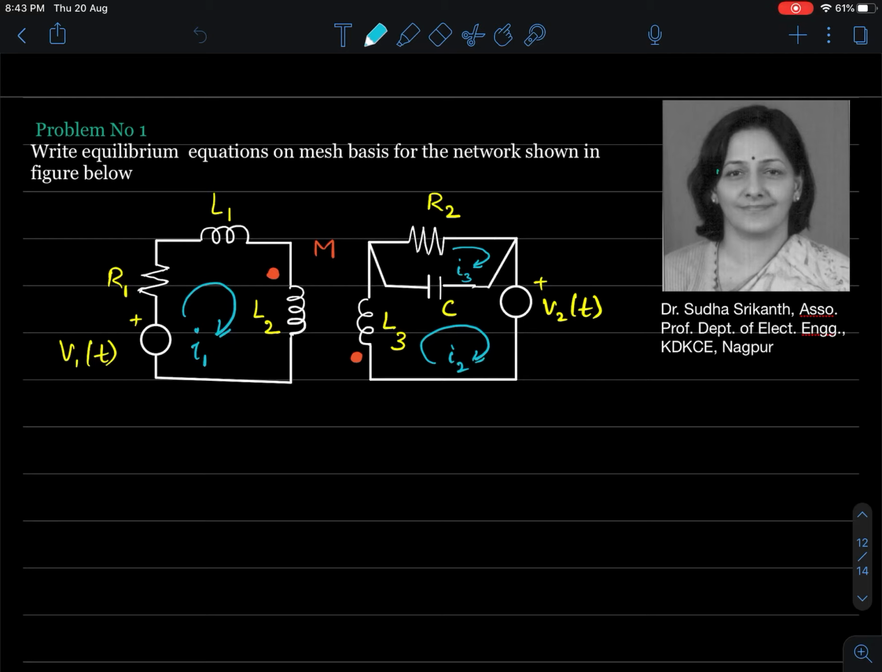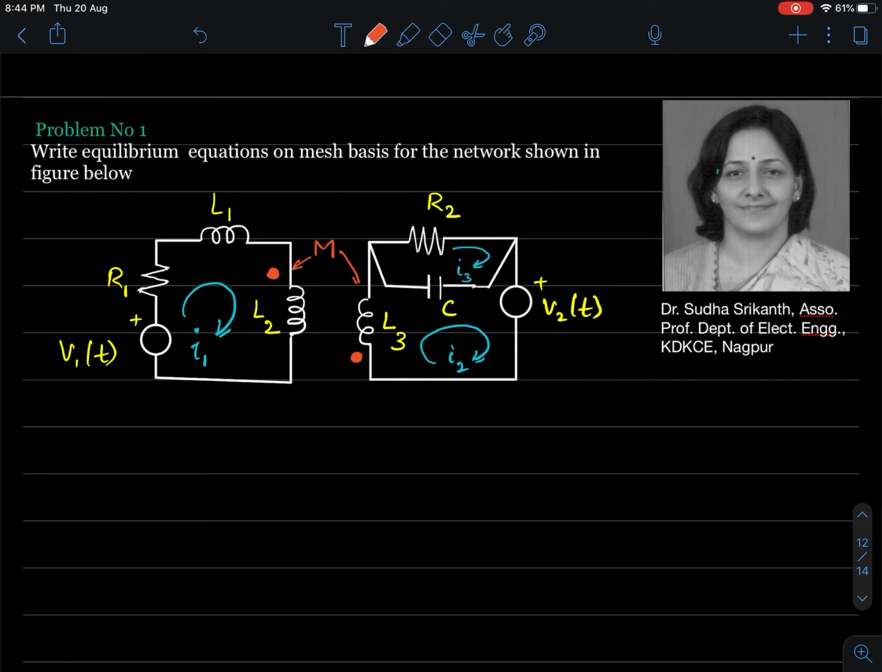We are supposed to write the equilibrium equations for this particular network based on mesh analysis, for a network which has coupled coils, or coils which are coupled to each other. So here in this particular figure, there are three inductors L1, L2, L3, wherein L2 and L3 are coupled to each other. There is a mutual coupling coefficient that exists between L2 and L3.